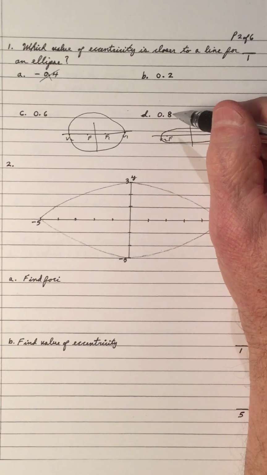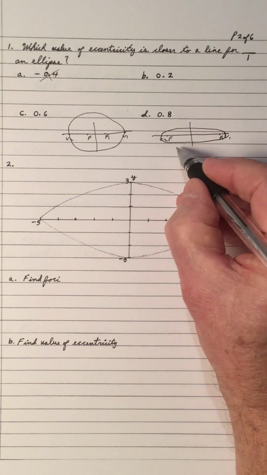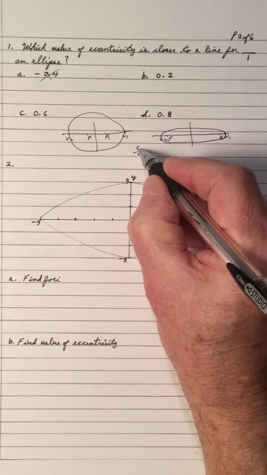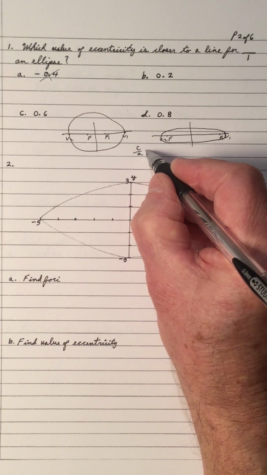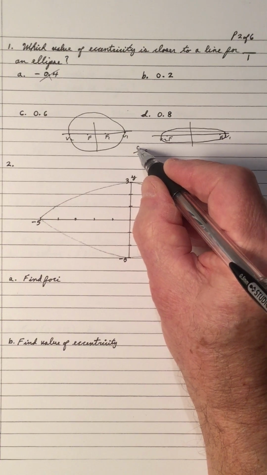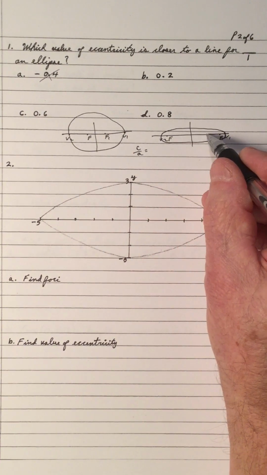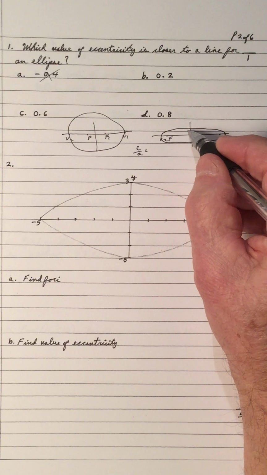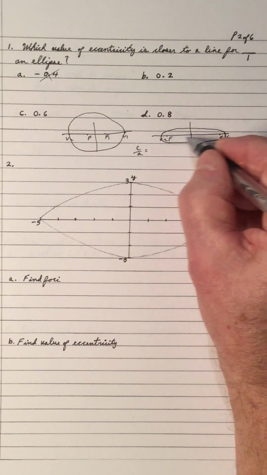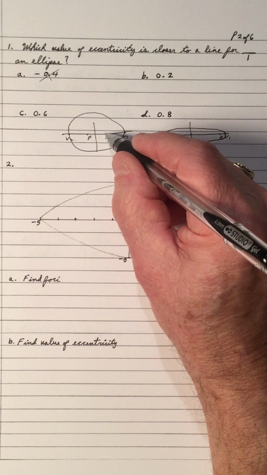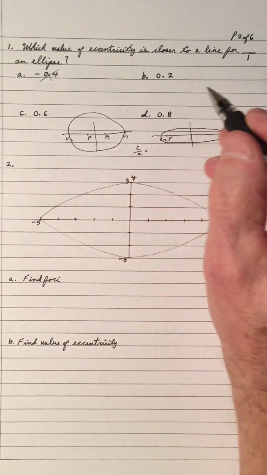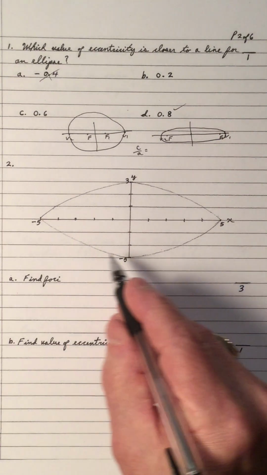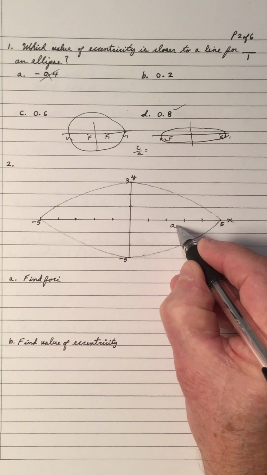So the eccentricity is C over A. The larger C is, or the further it is from the center, you get a larger eccentricity, and it'll be closer to being a line, because the less it is away from the center, it'll go closer to a circle. So the answer is 0.8. Give yourself a mark.